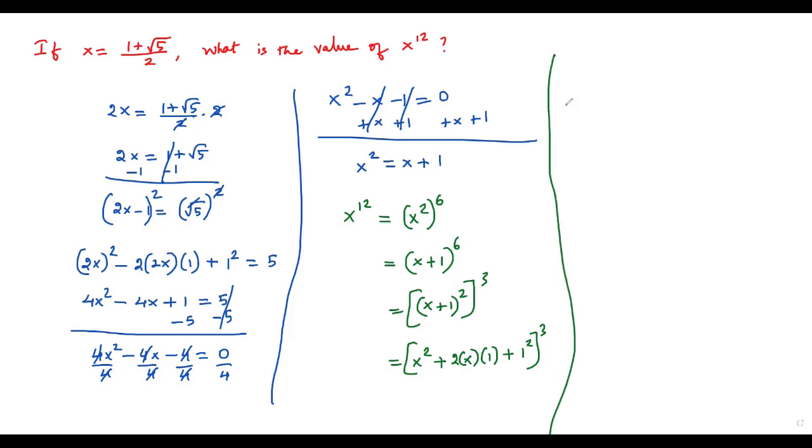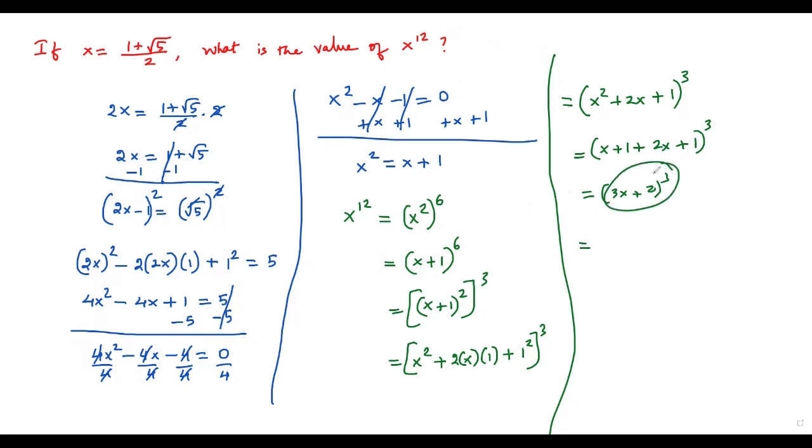Okay, let me continue over here. Now we have (x² + 2x + 1)² = 1 whole to the 3rd power. And for this x², we can plug in x + 1 over here. Then we get (x + 1 + 2x + 1)³. Let's combine the like terms over here. Then we get (3x + 2)³.